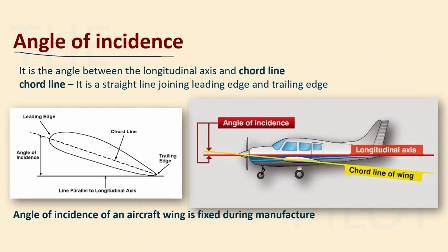So, what is an angle of incidence? It is the angle between the longitudinal axis and the chord line.